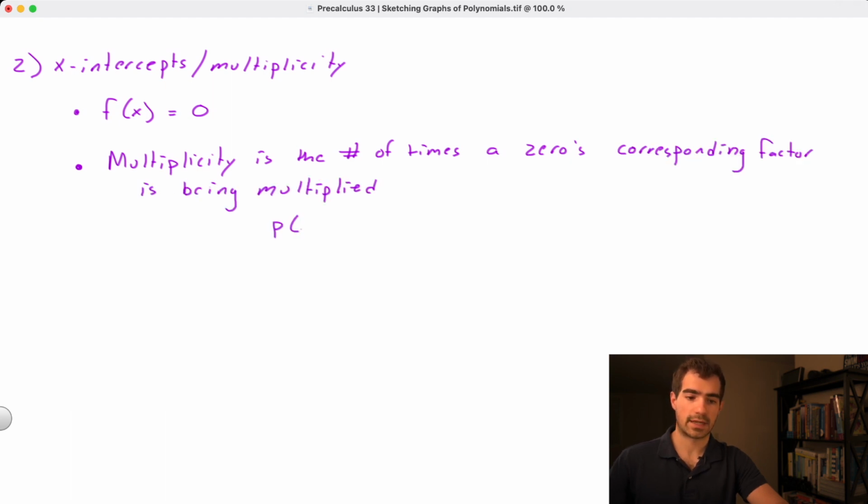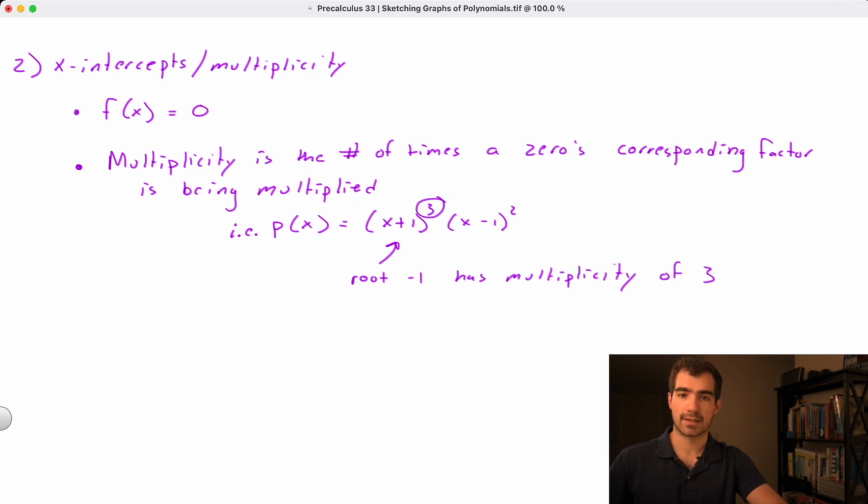So specifically, if we had a function like p of x equal to (x plus 1) cubed times (x minus 1) squared, we would say that the root of negative 1, which corresponds with the factor x plus 1, has a multiplicity of 3, because that's the exponent here, and the root of positive 1, which corresponds with the factor x minus 1, has a multiplicity of 2, because that corresponds with the exponent here.